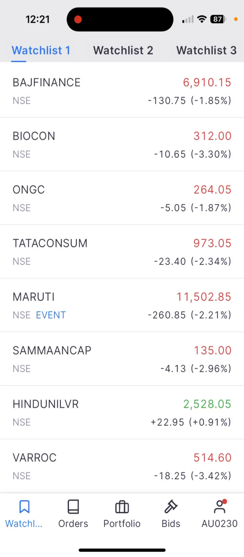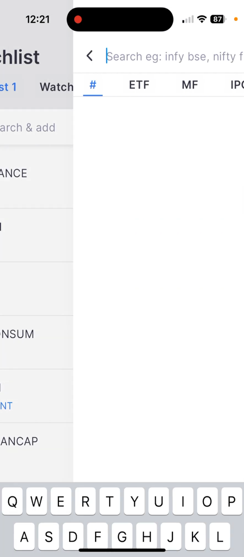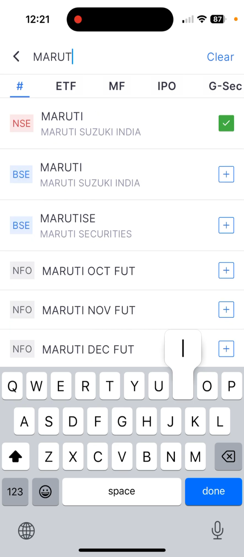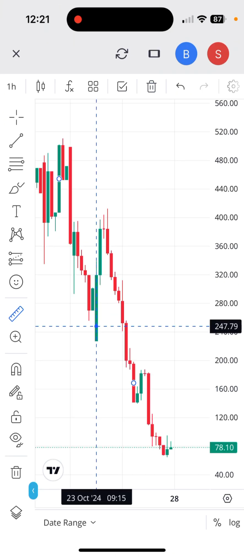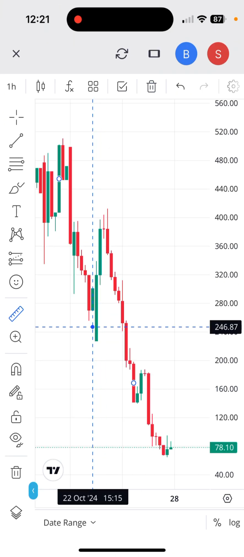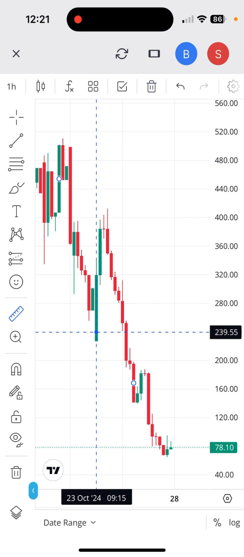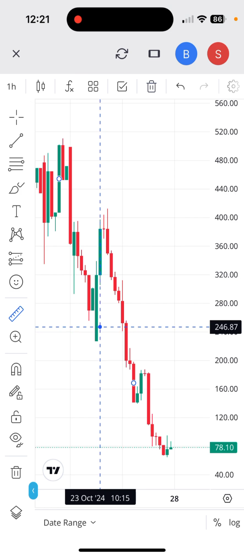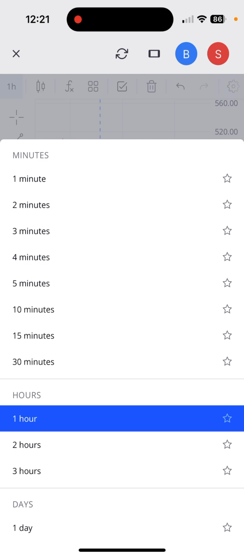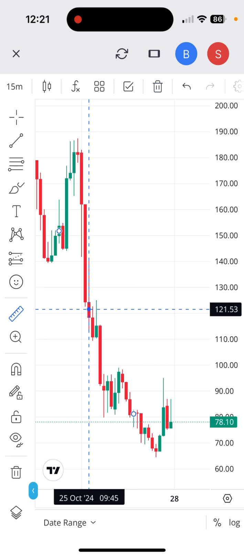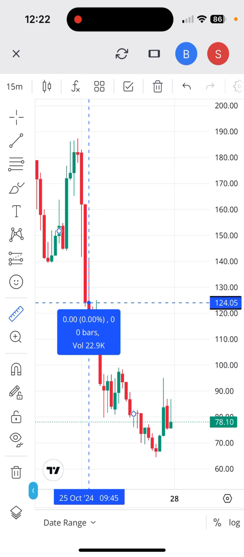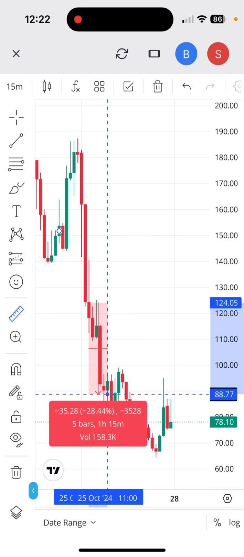So let us check out the 11,800 call, Maruti. 11,800 call. Check this out. Here, 9:15, let us take the 15-minute chart. 9:15, 9:30. So even if you sold it at 124, and you would have waited for the first green candle to be formed. So here, check this out.